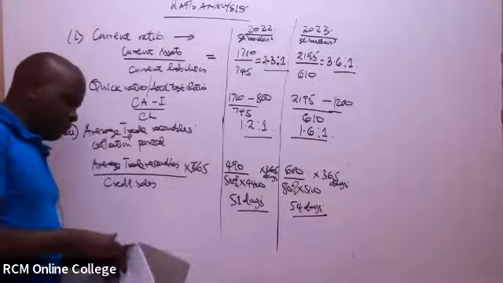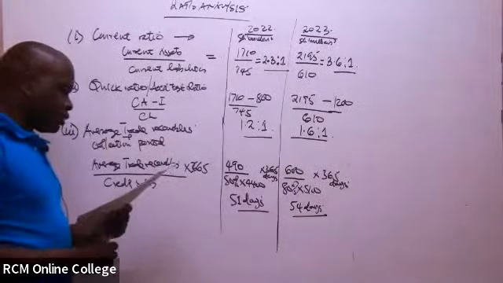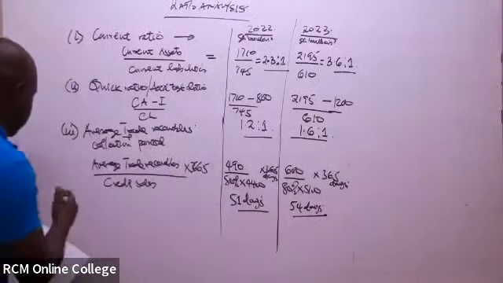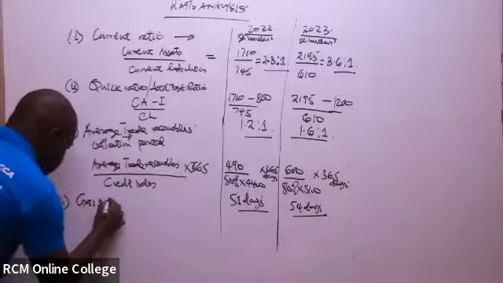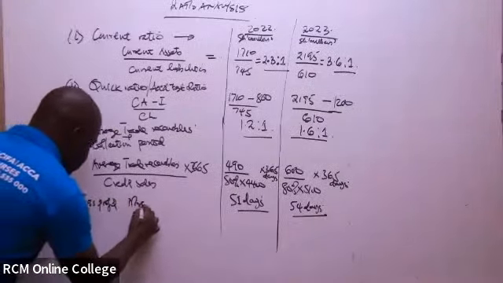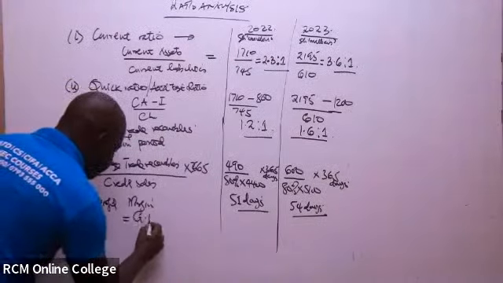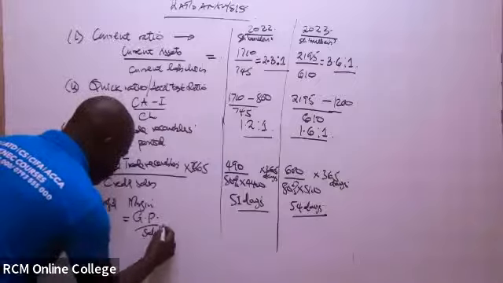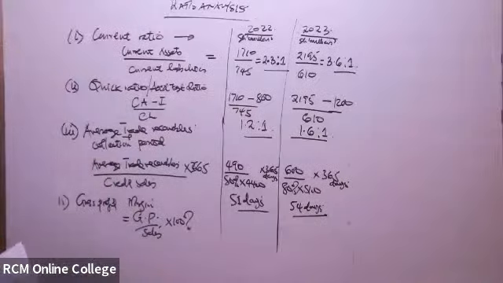Then the next one you've been called upon to compute is the gross profit margin. That one is very simple. For gross profit margin, you take the gross profit over sales, and you multiply by 100%. Let's assume you are told net profit margin, you'll take net profit over the sales, multiplied by 100%.